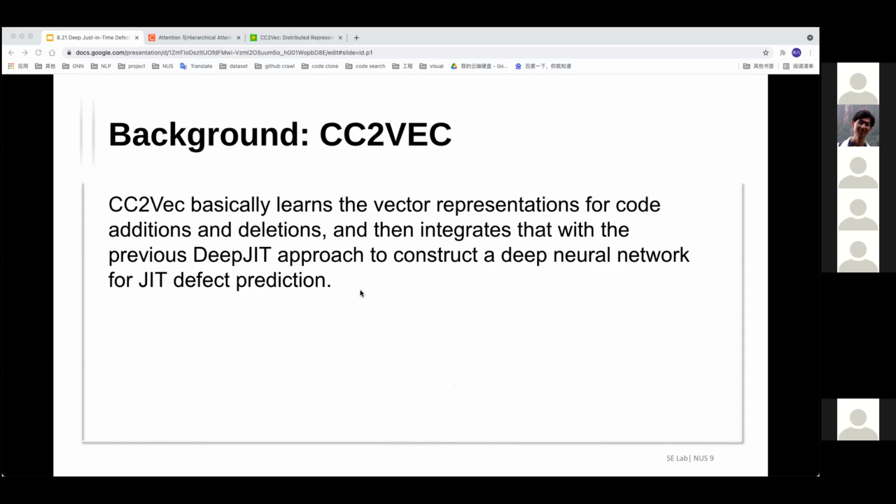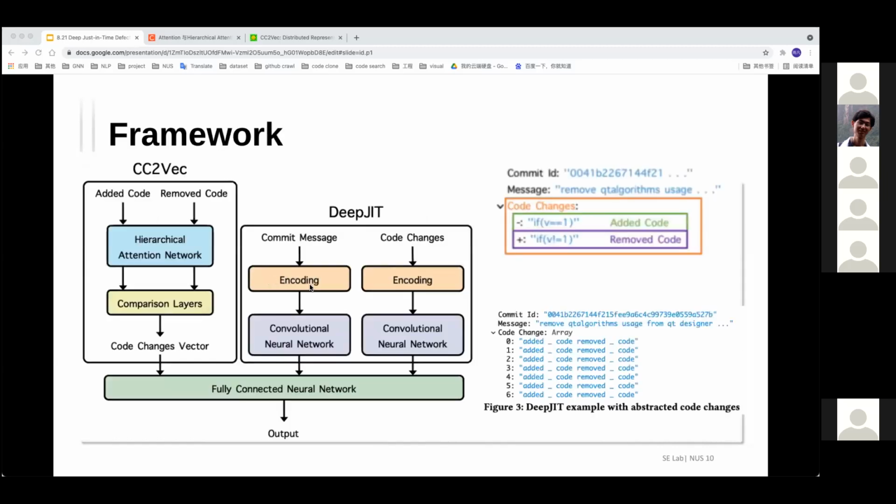That's also another background, and this is called CC2Vec. This machine learning model basically learns the vector representation for code additions and deletions, and then integrates that with the previous approach to construct a deep neural network model for this task. This is the framework of this background model. CC2Vec means code change to vector. Trying to convert a change into a vector, and they're using a deep learning model to learn it.